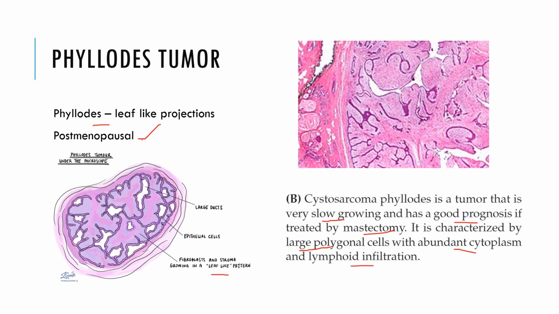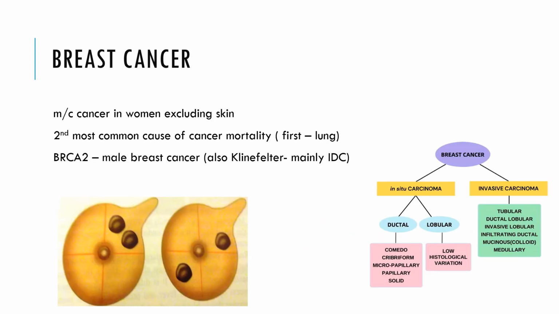That's called Phyllodes tumor. So coming to breast cancer: it is the most common cancer in women excluding skin, and the second most common cause of cancer mortality, the first being lung. The majority of breast cancer, 99%, is seen in females. Female gender is one of the risk factors for breast cancer. But the 1% seen in males is usually associated with BRCA2 or Klinefelter. Klinefelter also have gynecomastia that can predispose to breast cancer. And it's usually invasive ductal carcinoma.